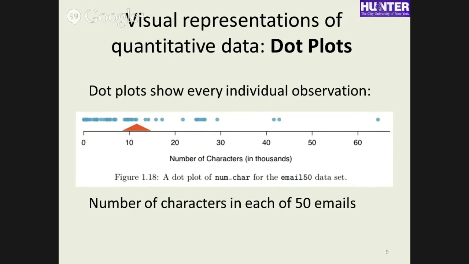So this is a data set that they use in the book, which was an email data set. There are 50 emails collected by the NSA, and they counted for each one of them the number of characters and the number of lines in each email in order to try to determine whether it was some sort of a plot. And so this is a plot just of the number of characters in thousands, and it's showing the mean here, which is about 12,000 characters.